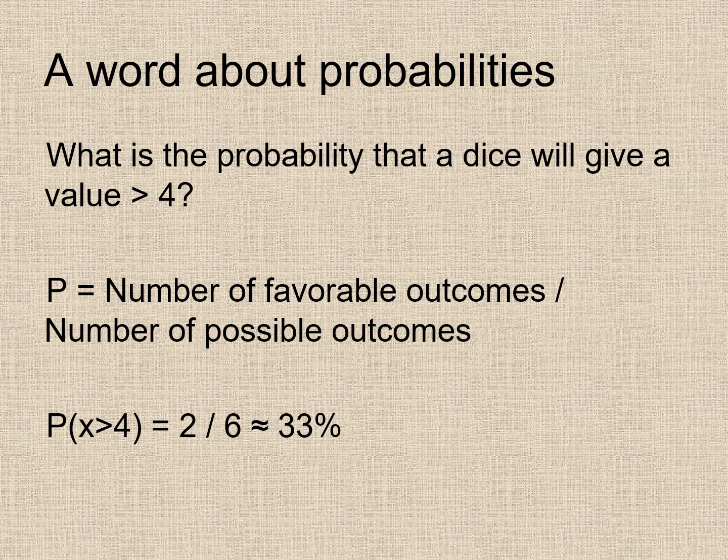I guess many of you know that in order to get this probability, you take the number of favorable outcomes and you divide by the number of possible outcomes. So when it comes to a dice, the number of possible outcomes is 6, and the values that are above 4 on a dice are 5 and 6, so 2 values. So I get this probability by taking 2, the number of favorable outcomes, divided by 6, the number of possible outcomes. And you receive a probability of approximately 33%.